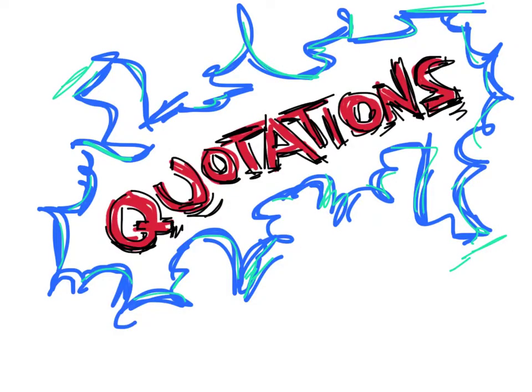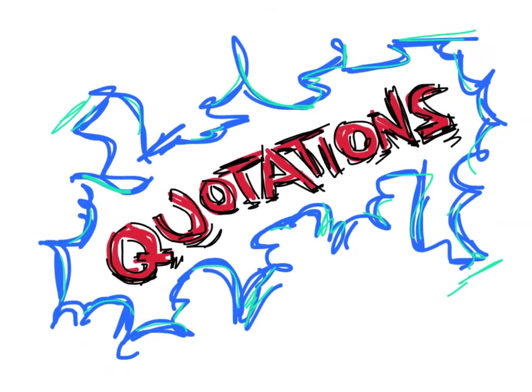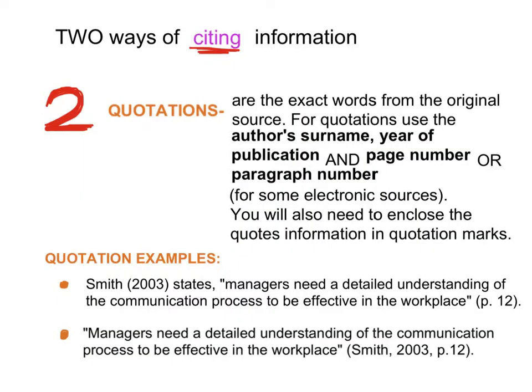The second form of in-text citation is quotations. Now, when you use quotations, you are quoting or writing the exact words from the original source. So you are taking their work word for word. Now, when you use a quote in your writing, you obviously need to put this within quotation marks. You also need to include brackets to say that you got this from somewhere else, and within these brackets you need to have the author's name, the year of publication, as well as the page number or paragraph number.